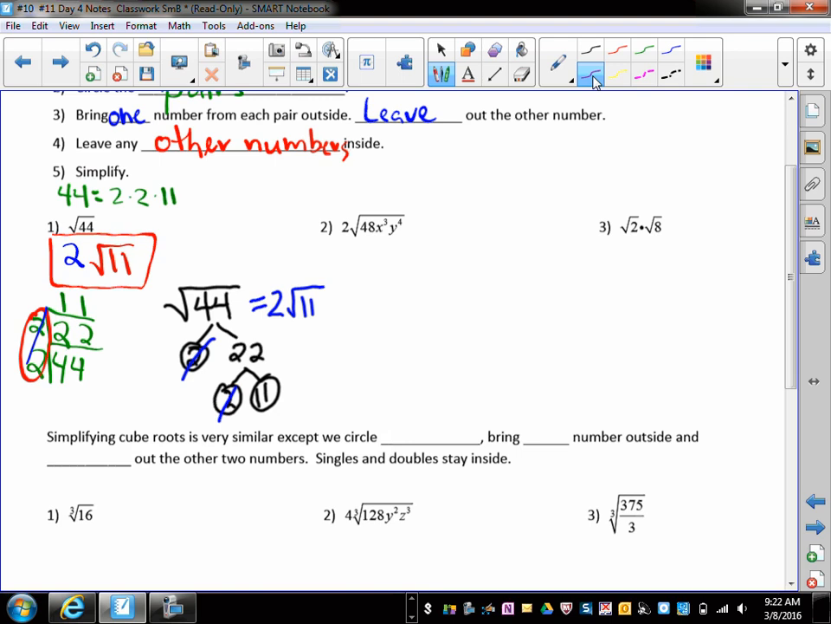Alright, so anything sitting outside my radical, I don't need to break down. It's already outside of my radical. I'm only breaking down what's inside of it. Okay, so we have 48 here. So let's go ahead and break down my 48.